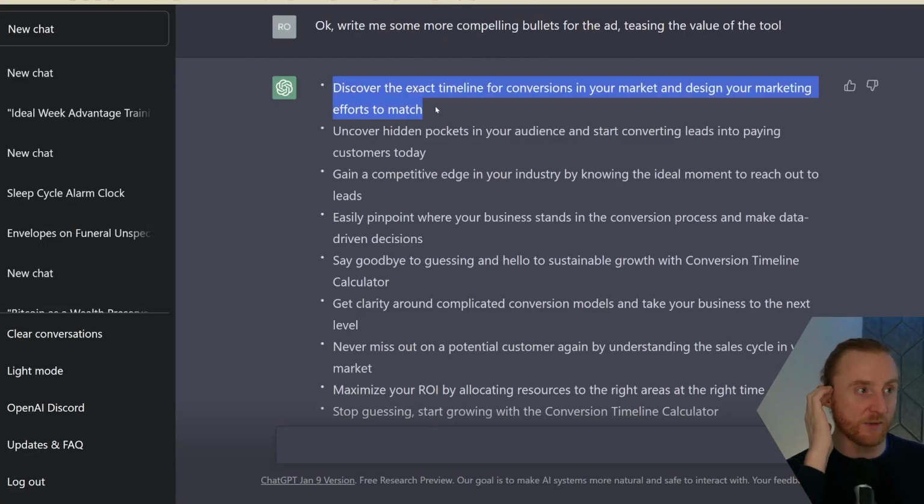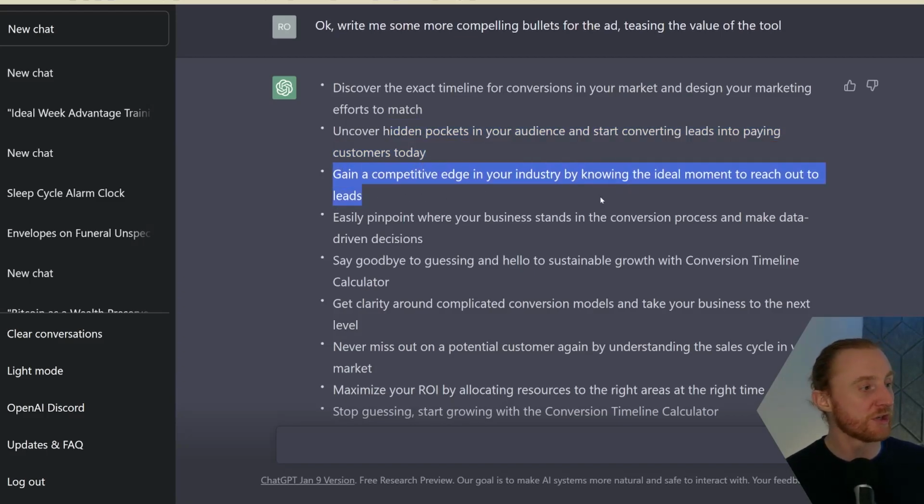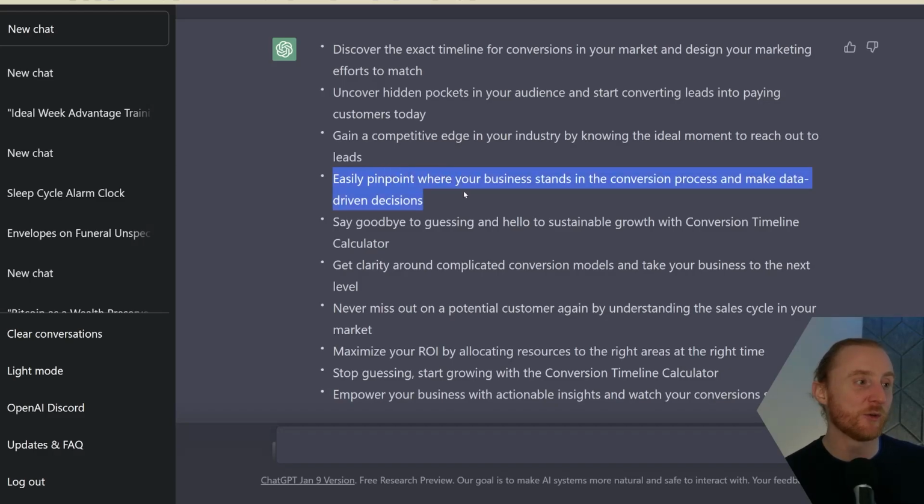Discover the exact timeline for conversions to design your marketing efforts to match. Uncover hidden pockets of students in your audience and start converting leads into paying customers, right? Gain a competitive edge by knowing the ideal moment to reach out to your leads. Easily pinpoint where your business stands in the conversion timeline process, right? Again, a lot of these were good, and I started to copy them into my document, right? I wasn't necessarily going to copy and paste this list of bullets, but I'm like, there's good material here, right?